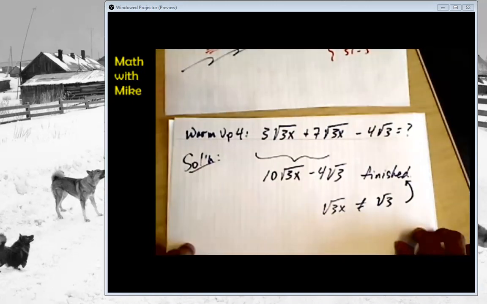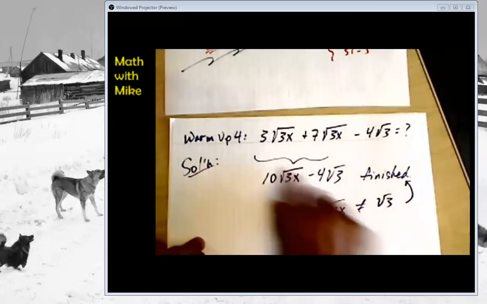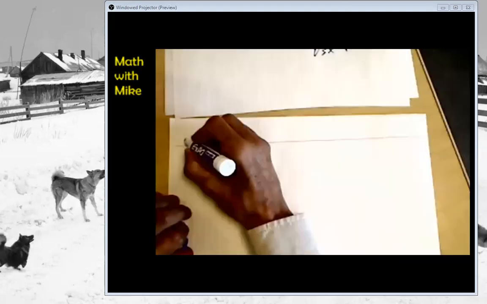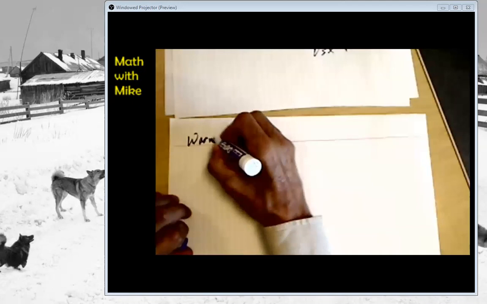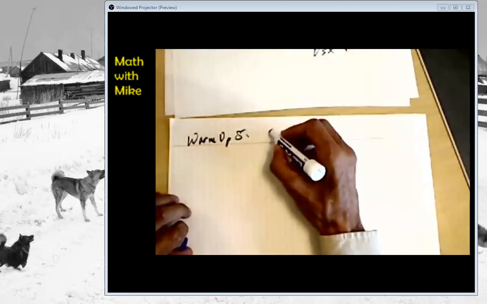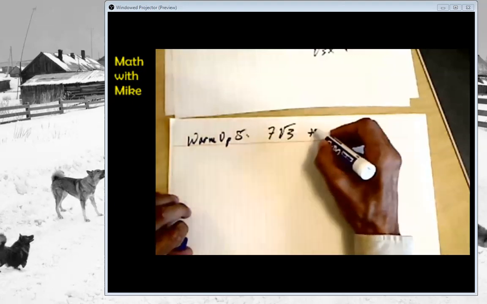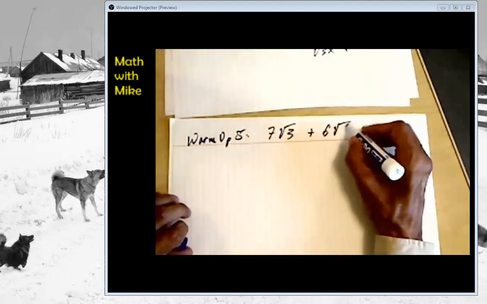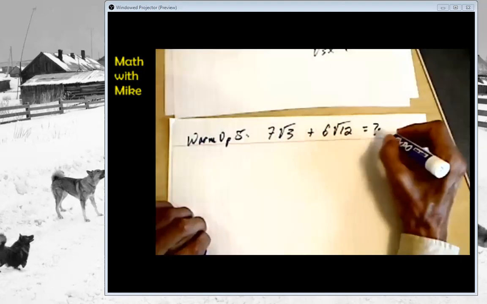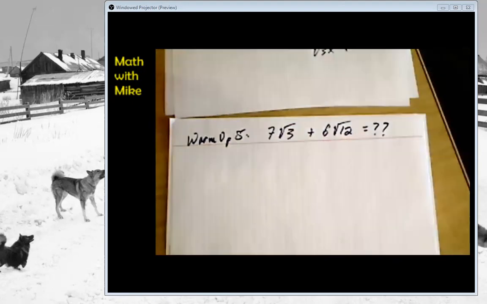Now, they might try and trick you. Mini warm-up number 5. Let's see, another mini question. Let's say you had 7 root 3 plus 6 root 12 equals what? Pause the video if you like and try this. Okay. But if you want to start it again, then you have to simplify first.